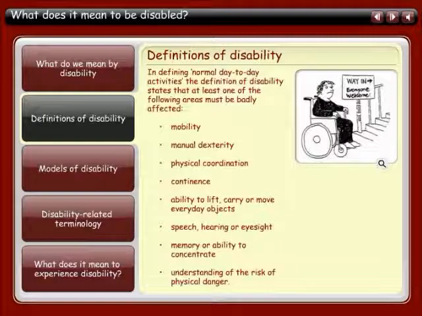In defining normal day-to-day activities, the definition of disability states that at least one of the following areas must be badly affected.